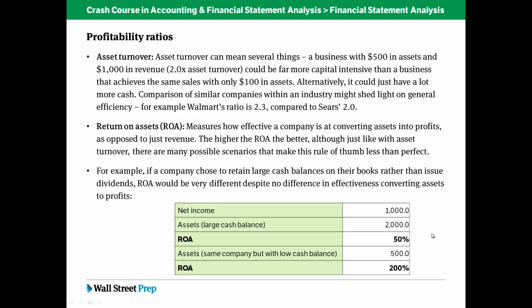So here below we have a little table that brings that point home. Normally, return on assets just measures how good a company is at generating profits on assets. But imagine that company generates $1,000 in net income on assets of $2,000. That would imply a return on assets of 50%. But if we found out that the majority of those assets, let's say $1,500, are just large cash balances, then that company's true return on assets is actually much higher.